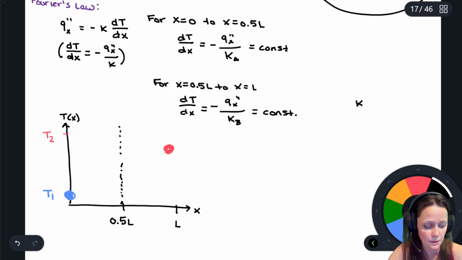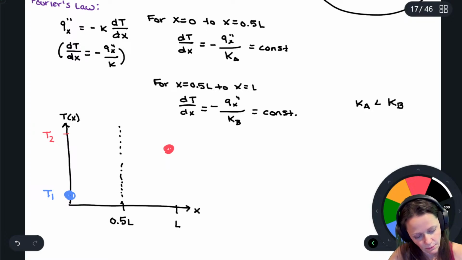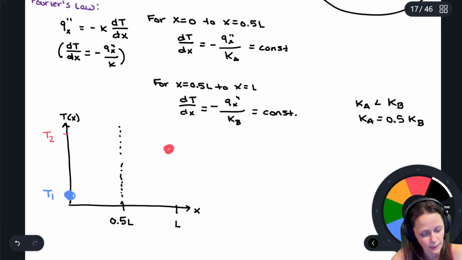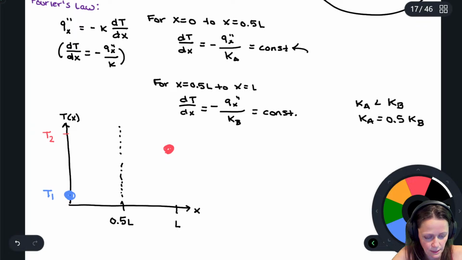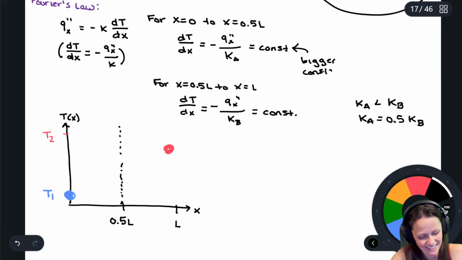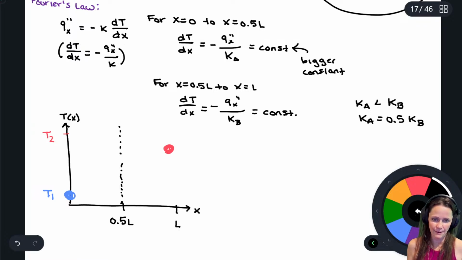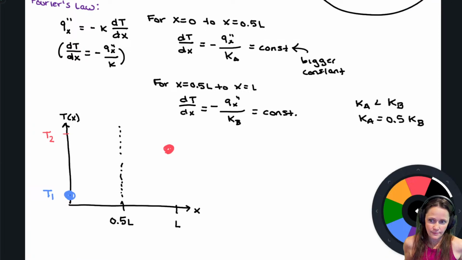But I remember that Ka is smaller than Kb, right? Because Ka was equal to half of Kb. So if Ka is smaller, that means this is a bigger constant. Are we all okay with that? I think so. Yeah, Ka is smaller.